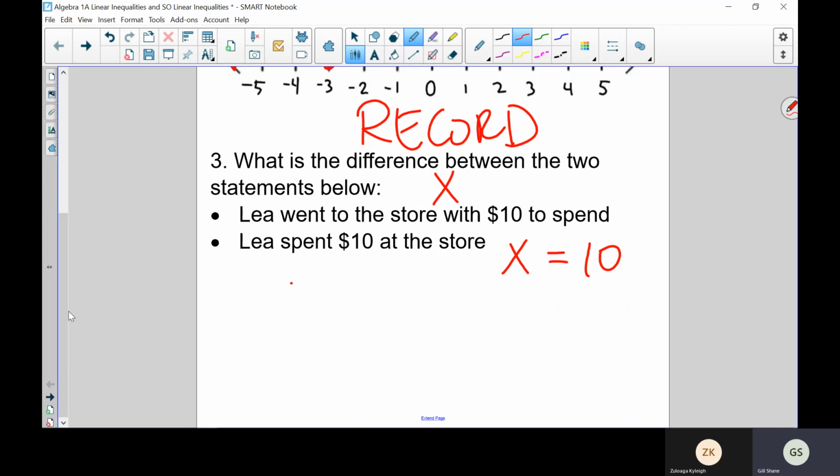Does she definitely spend $10? No. Negative 10 has nothing to do with spending money. What's an amount of money she could spend? She could spend 10, she could spend 2. She can spend any amount, $6, $7, $8, $3, $2. So what is the symbol we need? What is an amount she can't spend? Spend more. 11.